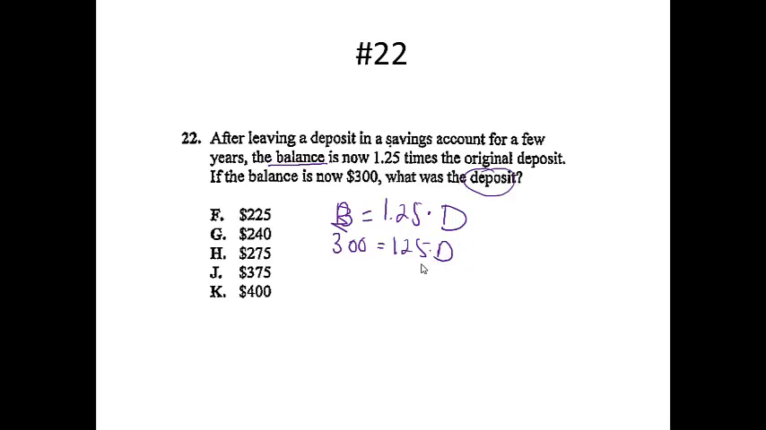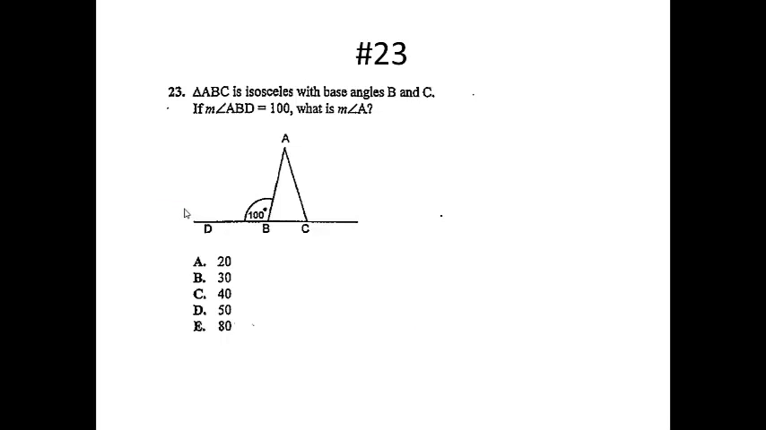So I would like to solve for D, so to get rid of times 1.25, I'm simply going to divide by 1.25, and when I do that, I will get $240, which is choice G.